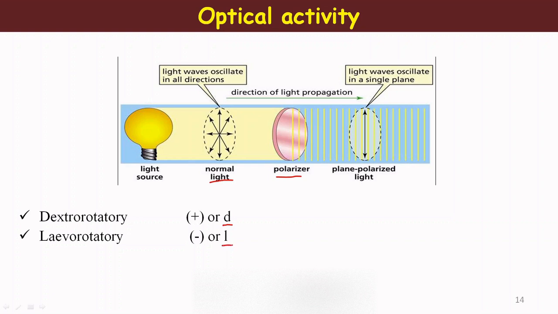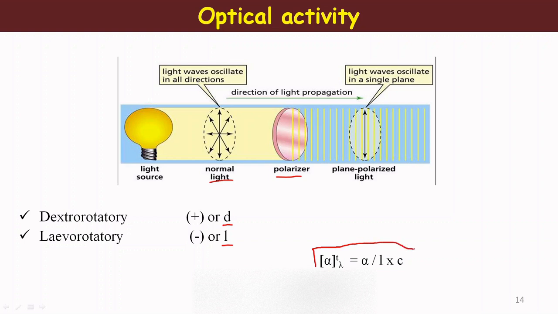The change in the angle of the plane of polarized light is known as optical rotation. The optical rotation is detected and measured by an instrument called a polarimeter. The measurement of optical activity is reported in terms of specific rotation and denoted by the symbol alpha.